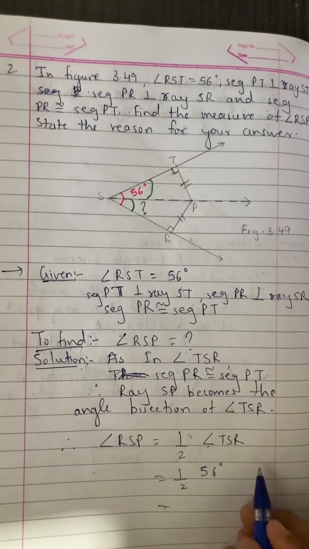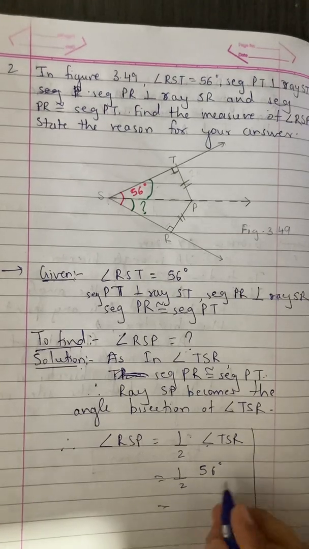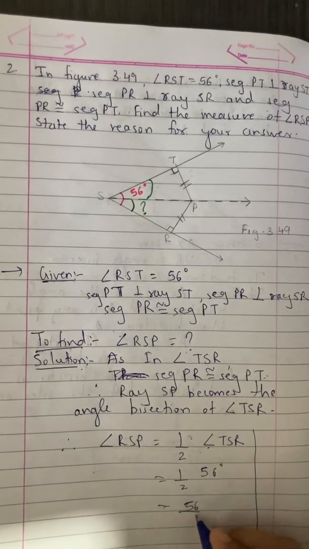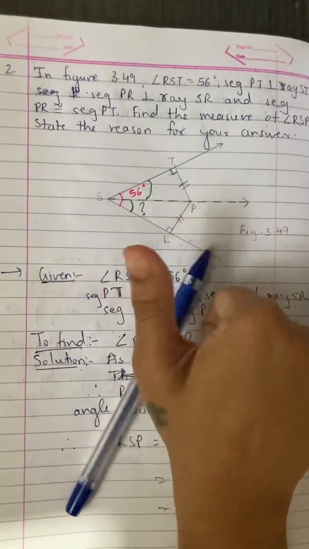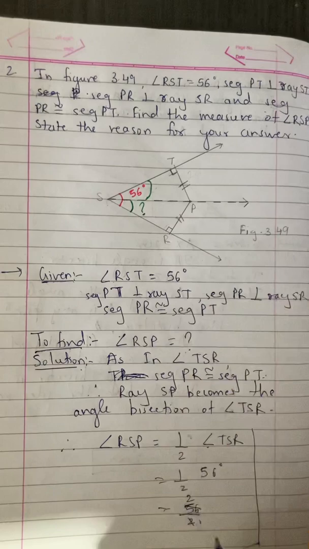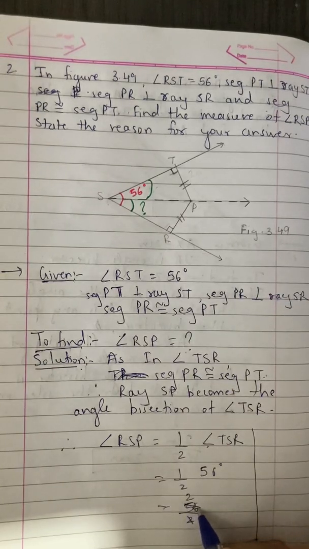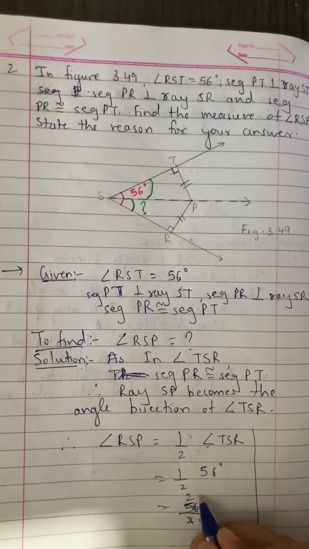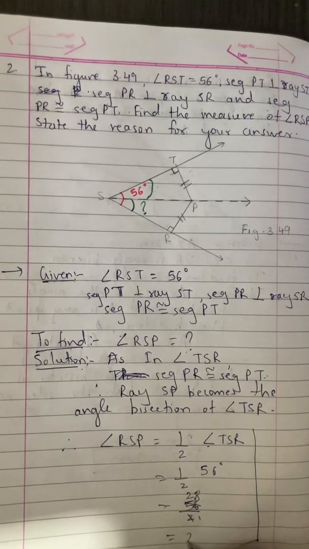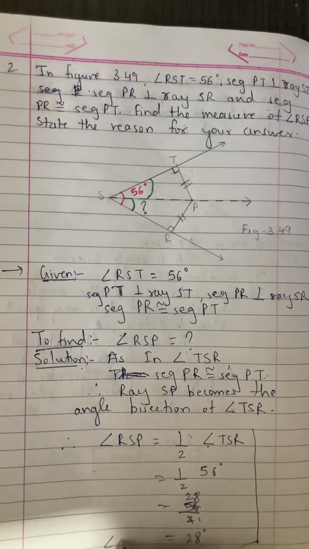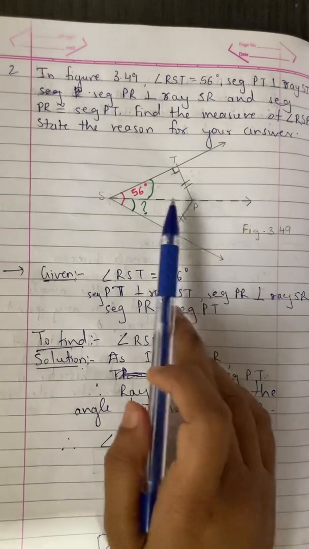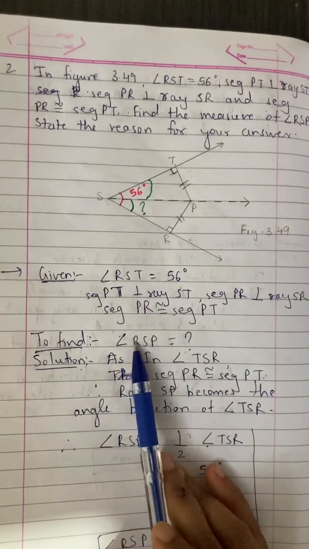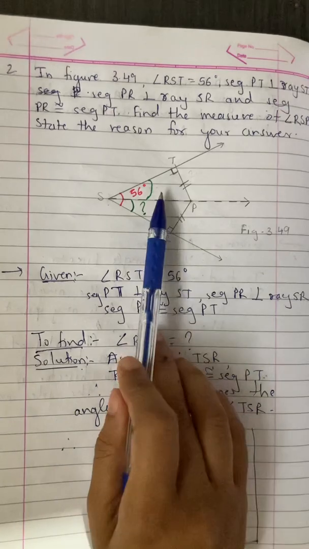So 56 divided by 2 you can do here in the rough also. I'll do it like that. 2 1s are 2, 2 2s are 4. From 5, if we remove 4, 1 will remain, which will carry forward further. So 16 is remaining. 2 8s are 16. So it is going to be 28 degrees, angle RSP. Okay, so this is how we find out the measurement which we are told to find out.